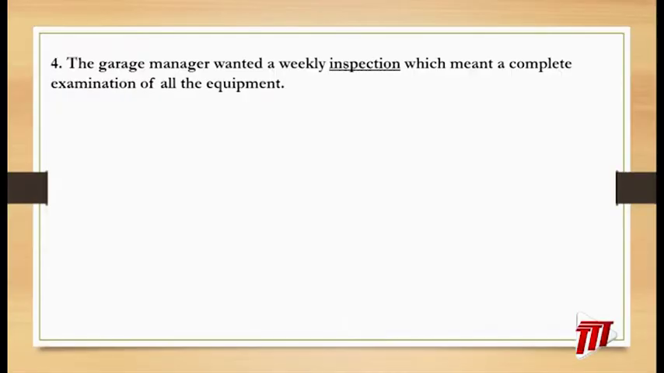The garage manager wanted a weekly inspection, which meant a complete examination of all the equipment. This one is as is. Are you reading the sentence on your own? What are the signal words? Which meant. So inspection means a complete examination of all the equipment.